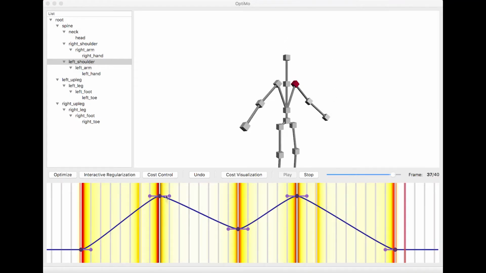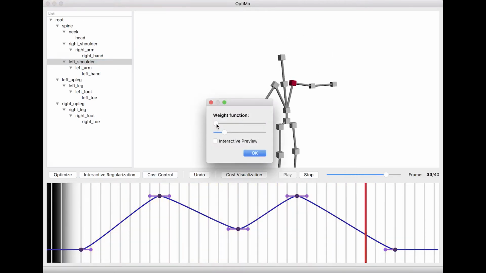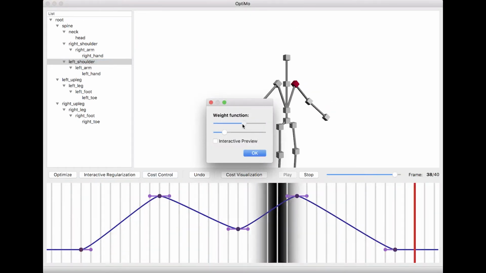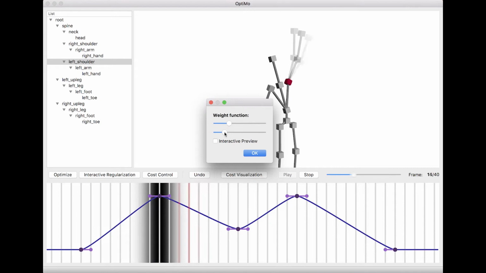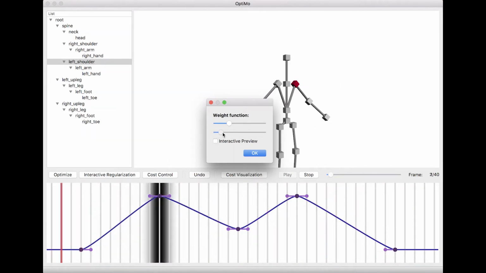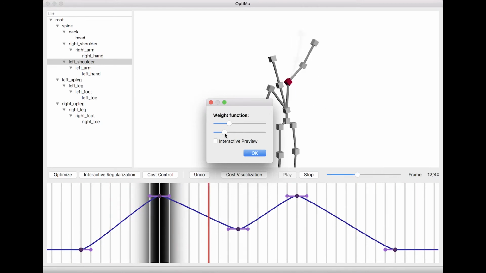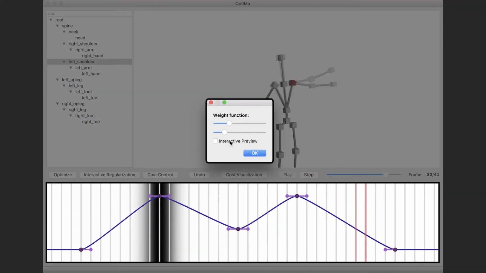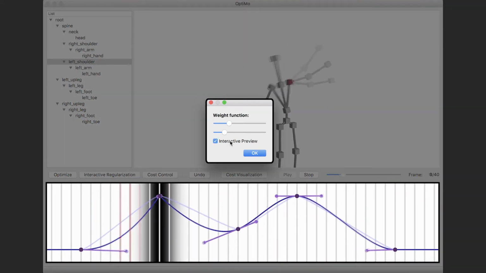The system allows animators to specify a time-varying weight distribution for controlling the cost values. The cost values in the darker region are less influential in the optimization. Additionally, the specification can be interactive with a real-time preview.